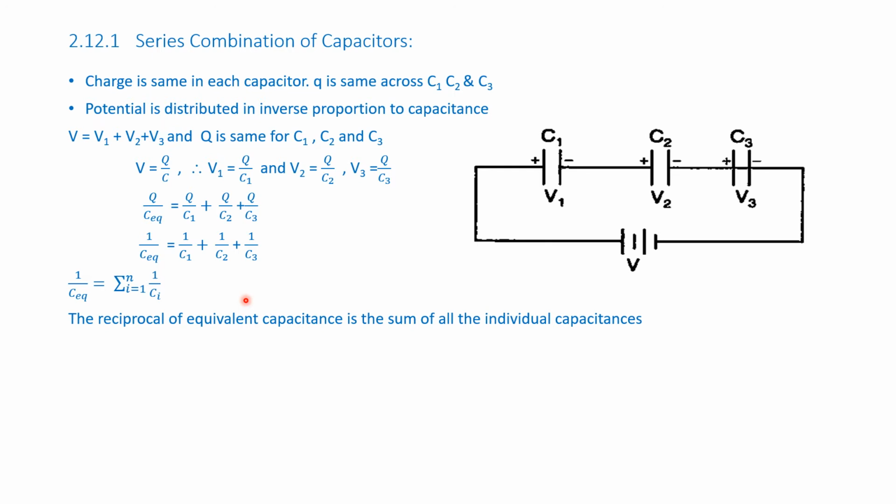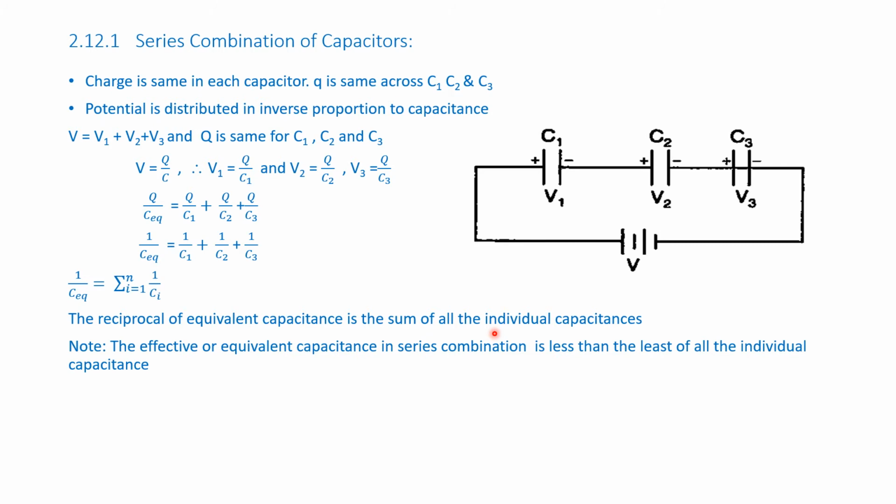We can say in a series combination of capacitors, the reciprocal of equivalent capacitance is the sum of all the individual reciprocals. The reciprocal of equivalent capacitance is the sum of all the reciprocals of the individual capacitance. Please note one important point. The effective or equivalent capacitance in series combination is less than the least of all the individual capacitance.